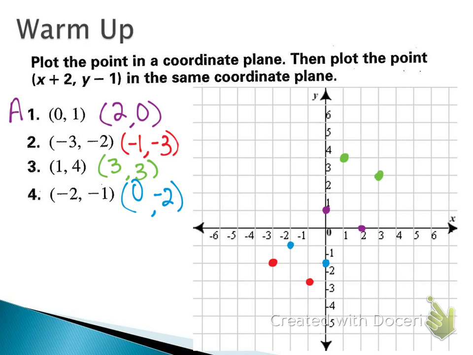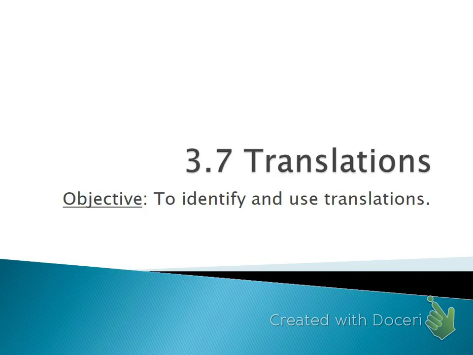Okay, so even though that was really kind of a review from algebra, that gets into what we're doing today. We are going to be talking about translations. Our objective is to identify and use translations. Now, it might seem funny that we just took a test on chapter 4 and now we're back in section 3.7. The reason for that is that we took a few sections from various chapters and put them into a separate unit of their own.